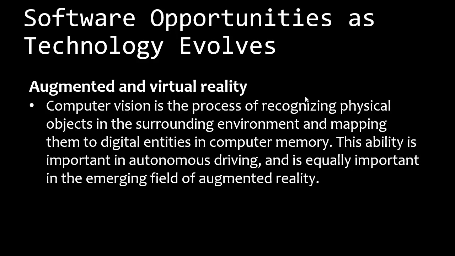Okay, so computer vision is a process of recognizing physical objects in the surrounding environment and mapping them to digital entities in computer memory. People are actually making businesses out of augmented reality. Can it be used to improve upon a business? That's what people are looking at right now. So when I went out and did a lot of research to develop this video, those are the three big topics that I found.